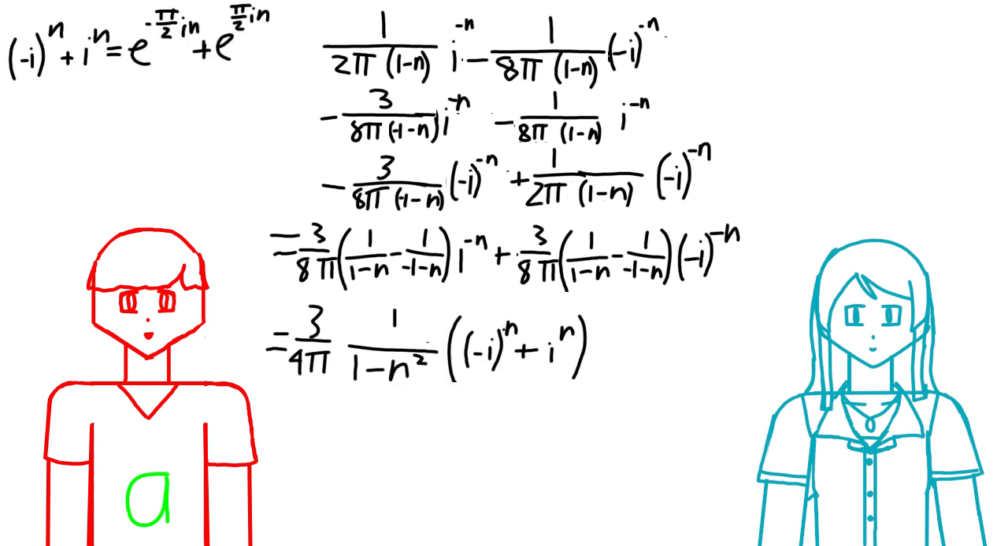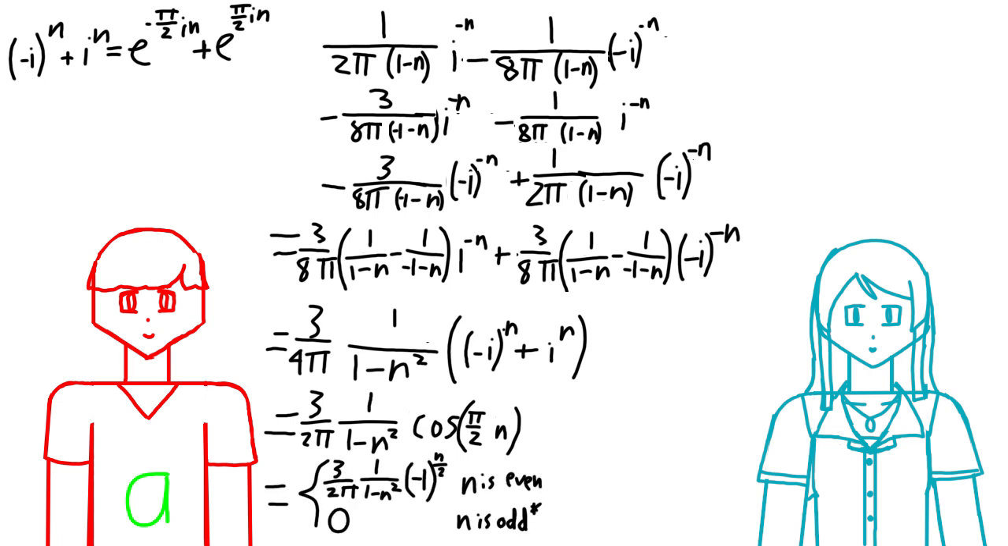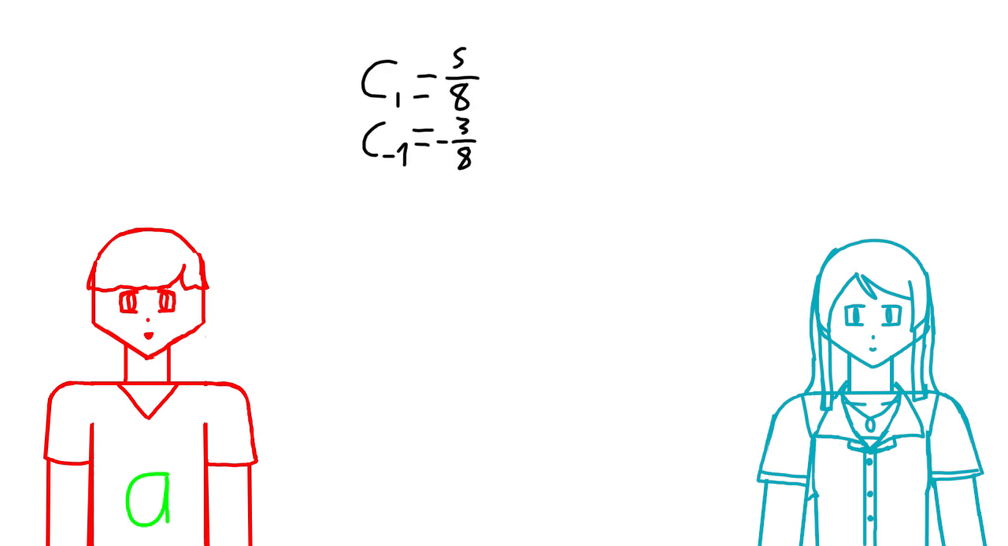Also, since 1 over i equals negative i, we can turn these into these. Now, negative i to the n plus i to the n is equal to this, which is just equal to 2 cos of pi over 2 n. I think I see where to go now. When n is odd, then the cosine is 0, and when it is even, it alternates between 1 and negative 1. Therefore, we can rewrite this as this. Also, when n is equal to 1 or negative 1, it's equal to 0 over 0. These are the values at c1 and c negative 1.